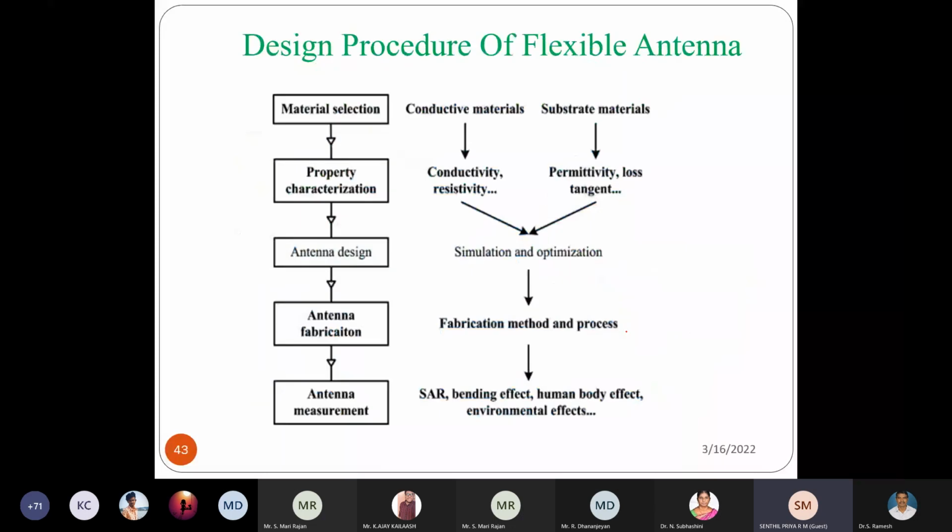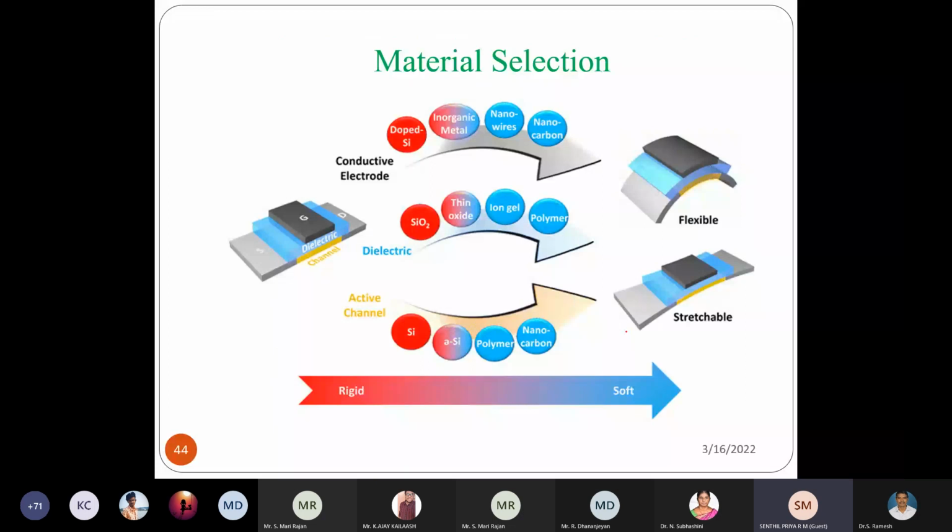And this is the procedure. We take a material, we characterize it, we design an antenna, and then fabrication and measurement are also there. The thing is, we should not affect the human body. That is a factor. In the selection of material, two parameters are very important: the conductivity of the material and the substrate of the material. In material selection, the three things are flexible, stretchable, and dielectric constant, which is also very important. Then how we are going to use this for a specific application and where we are going to use it.